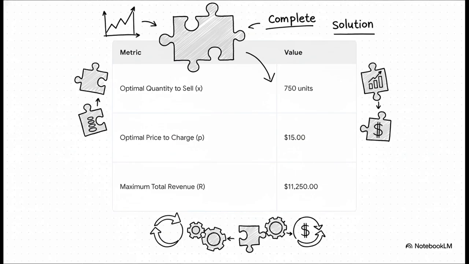So, this table really sums up everything we found. By producing and selling exactly 750 units at a price of $15 each, the company will hit its maximum potential revenue of $11,250. Now, it's crucial to remember that this is a simplified model. In the real world, of course, you'd also have to factor in things like your production costs, your marketing budget, what your competitors are doing, and so on.